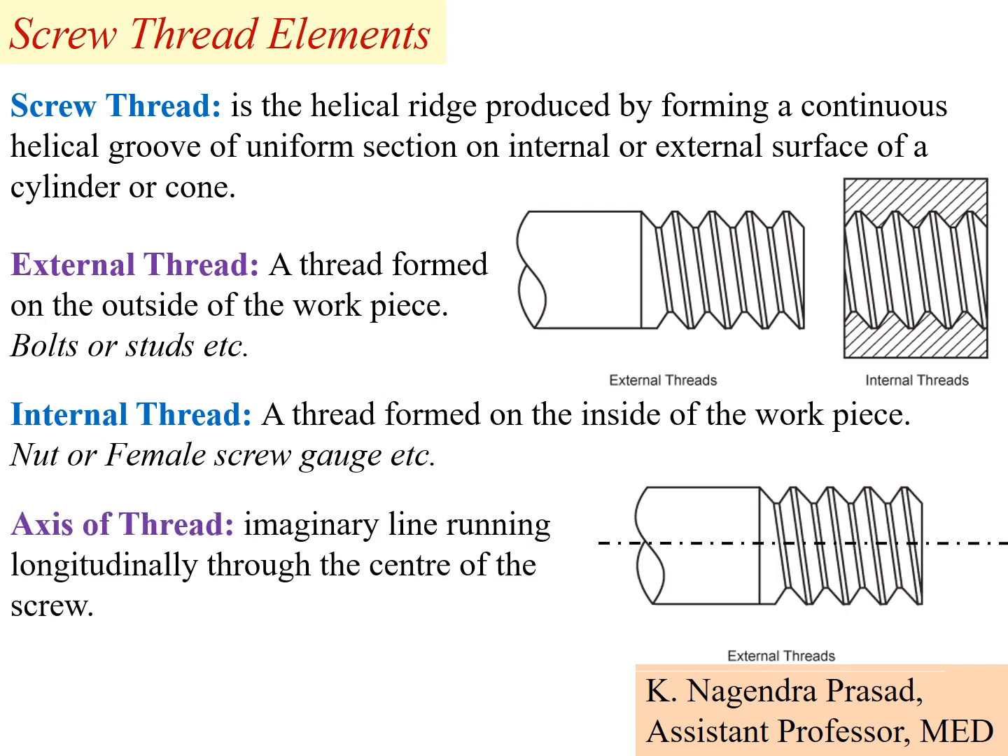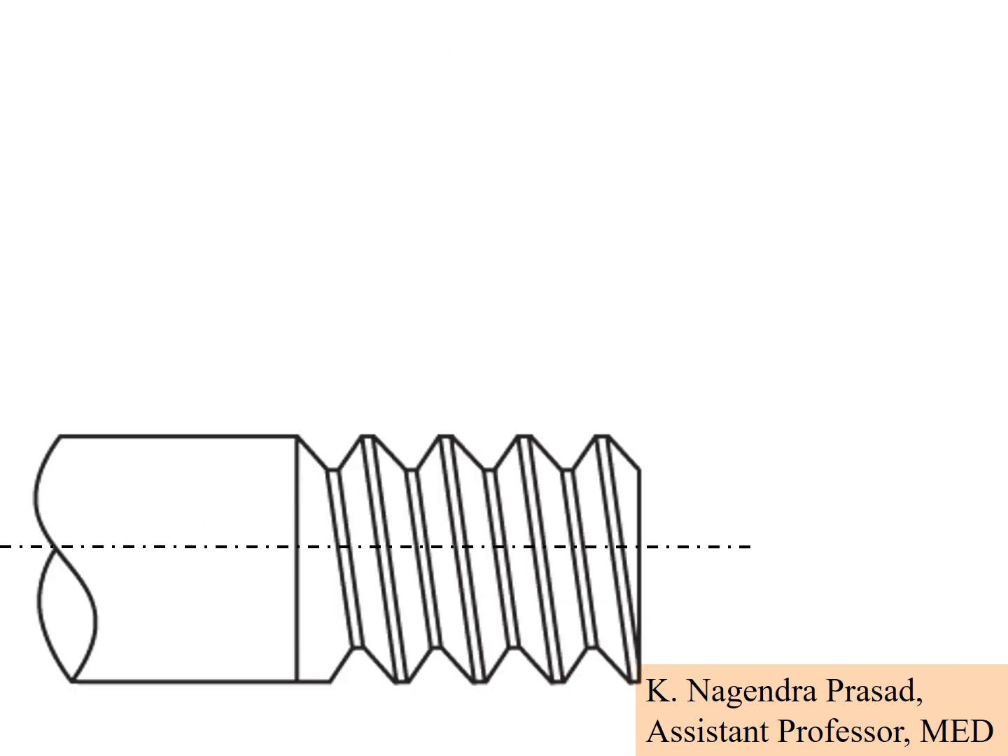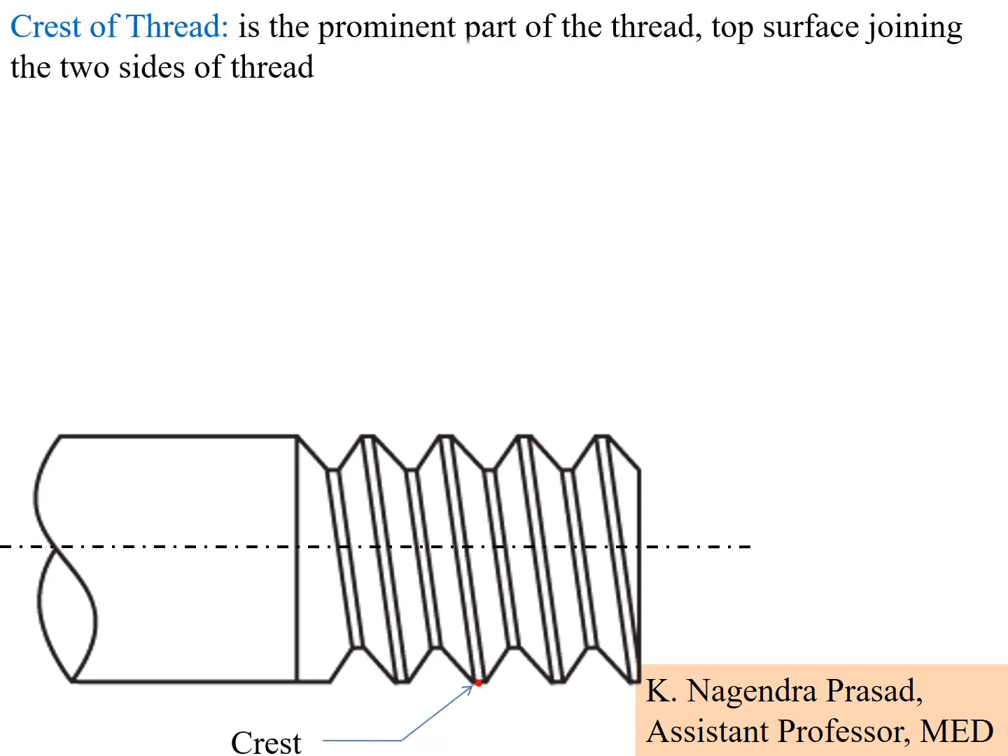The next element is the axis of thread. Axis of thread is the imaginary line running longitudinally through the center of the screw. Next is the crest of the thread. Crest of the thread is the prominent part of the thread, the top surface joining the two sides of a thread. In general, the crest is the top surface of a thread.